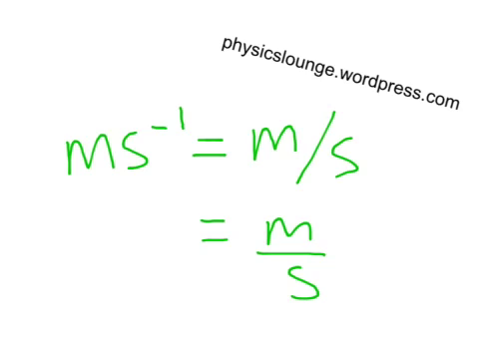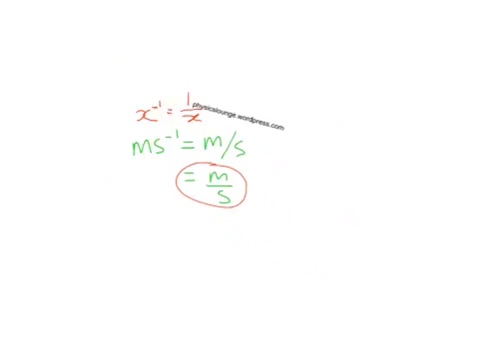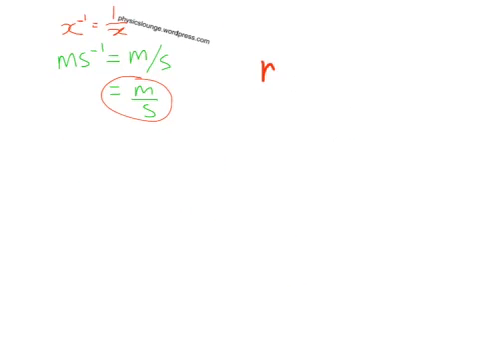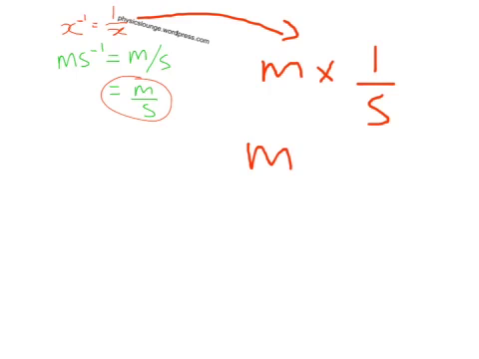If you consider the button on your calculator, which probably says x to the minus 1, that's the same as 1 over x. So from what we've got down here, from this section here, we've got meters times 1 over second. Remember, with our notation x to the negative 1 is 1 over x, we've got meters times seconds to the negative 1, and that's where we get the ms to the minus 1 from. Cool? I think that's pretty cool.